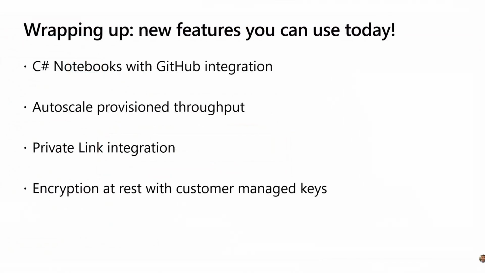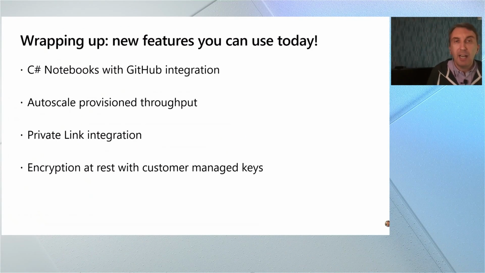So today we have covered quite a few new features that are available on Cosmos DB and that you can start using today. We have seen the new C# notebooks and their brand new GitHub integration that improve developer productivity for anyone who starts building a new application on Cosmos DB. We have also seen the new Autoscale provisioned throughput offer that is now generally available that makes it much more cost-effective to run applications at scale. And we have also covered a couple of new security features, like the Private Link integration that lets you improve network security whenever you're using virtual networks, and also customer managed keys that put you in control of the encryption of your data whenever this is needed for compliance reasons.